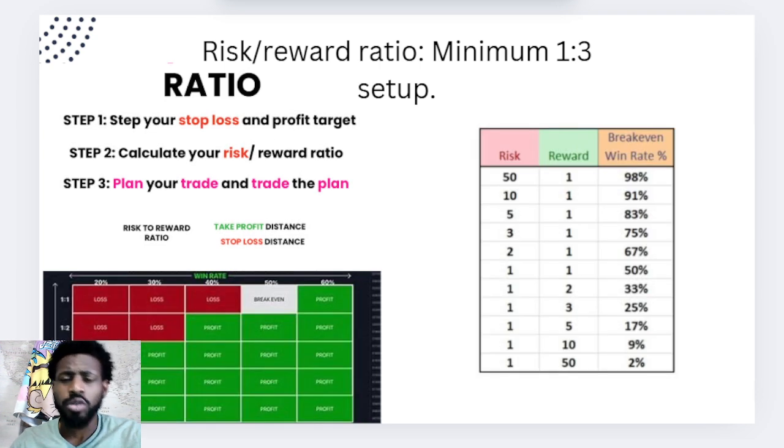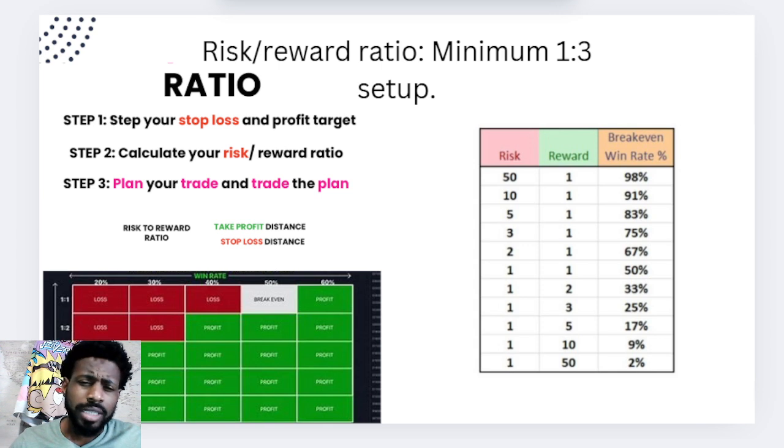You want to understand your risk to reward ratio. We're going to talk about the minimum 1 to 3 ratio setup. I like to trade and look for 1 to 3. Some people do 1 to 2, and some people do 1 to 1 because it's a lot easier. What I mean by 1 to 3: let's say you do 1 to 1, you're risking $100 to gain $100. You do 1 to 2, you're risking $100 to gain $200. 1 to 3, you're risking $100 to gain $300, and so on.